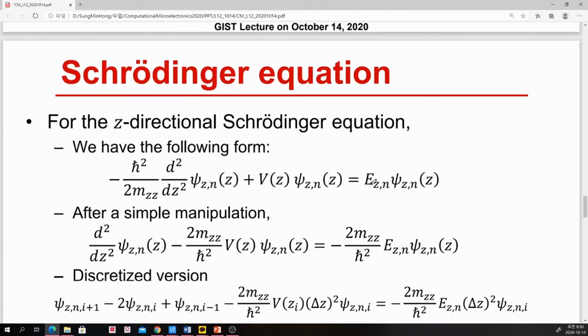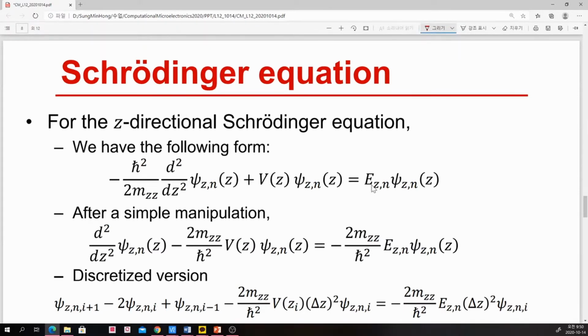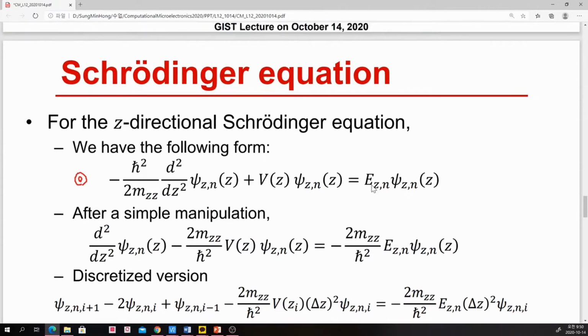So this is the Schrödinger equation we have to solve for the two-dimensional electron gas. We have to solve this one-dimensional Schrödinger equation. And here we have a second order derivative, and previously we had no terms related to the potential, because that was just the infinite potential well problem. However, now we have it.